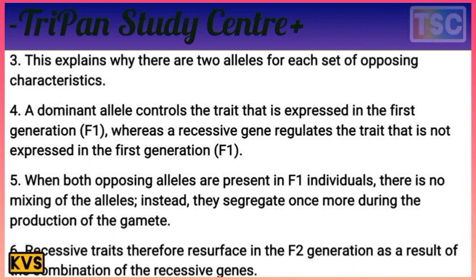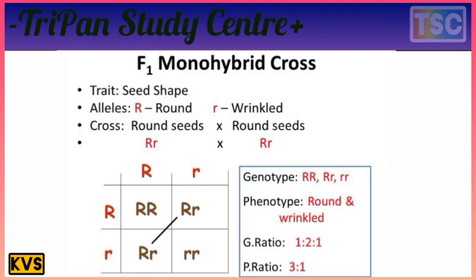Let's see the 3:1 ratio diagram. On your screen is a monohybrid cross for seed shape, where the alleles are R for round and r for wrinkled. Cross round seeds with round seeds, capital R small r with capital R small r. That's the important 3:1 ratio on your table.